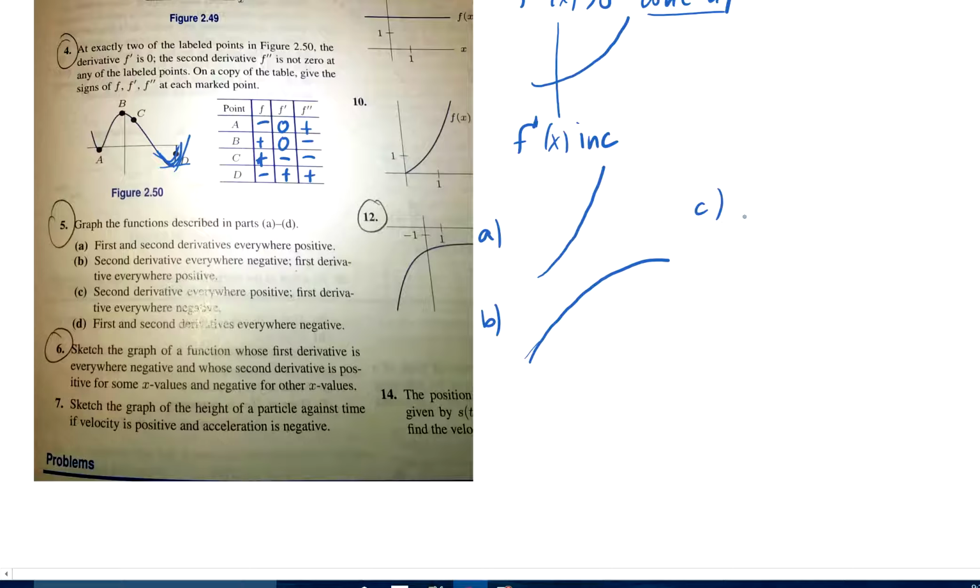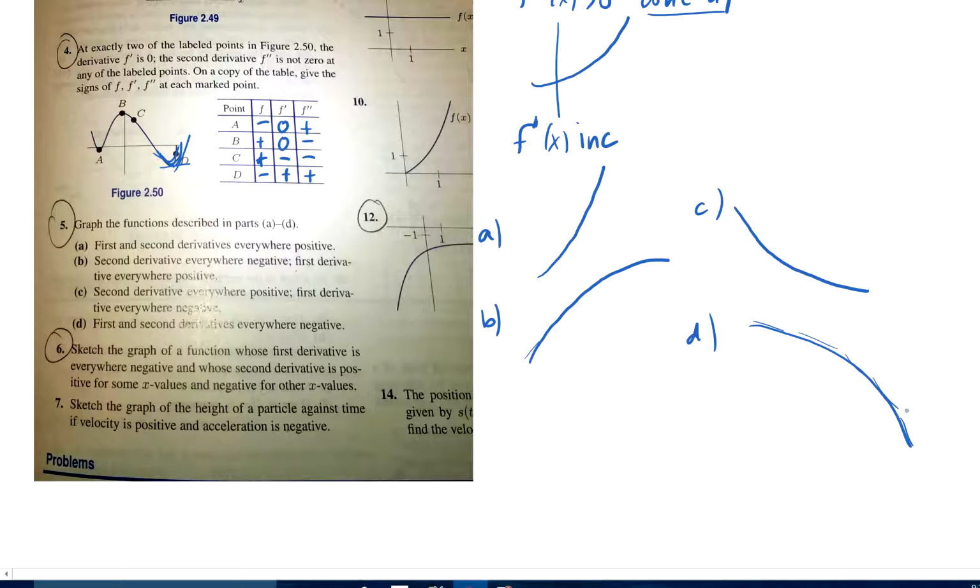C, second derivative is positive, first derivative is negative. Oops, so it'll be like this. Get rid of that guy. So that'd be C, second derivative is positive, so it's concave up, and the first derivative is negative, and D. And sorry about that pause. First and second derivatives are both negative, concave down. So the second derivative is negative, and look at the slope. Slopes are all negative, and they're getting smaller.